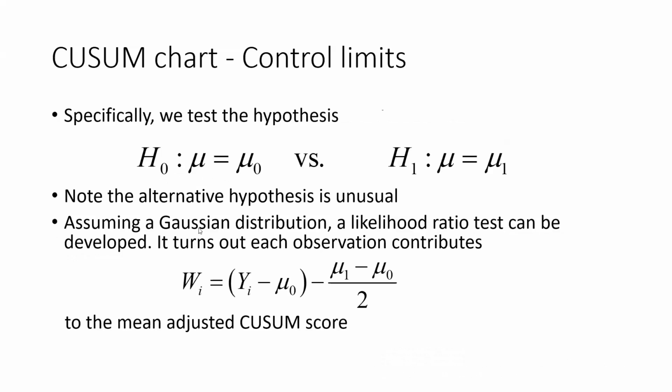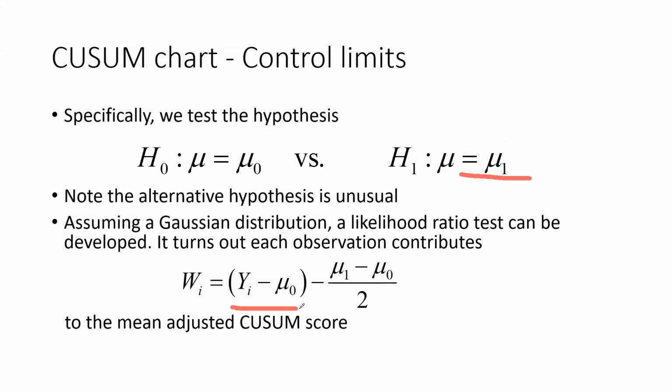We develop what the new component should be using a hypothesis test. And the hypothesis test is mu equals mu naught versus mu equals mu 1. So this part here is unusual. Usually you would have unequals mu naught, but I'm giving a specific alternative, mu 1. Then you can do a likelihood ratio test, and it turns out that based on the likelihood ratio test, the wi should have this form. I'm not going into details with the likelihood ratio test.